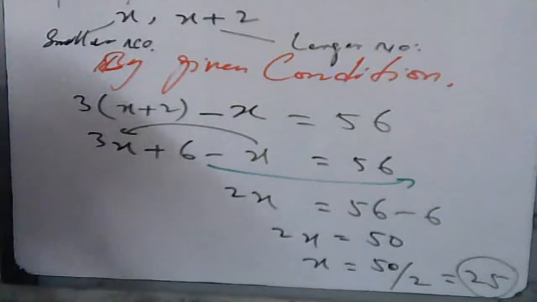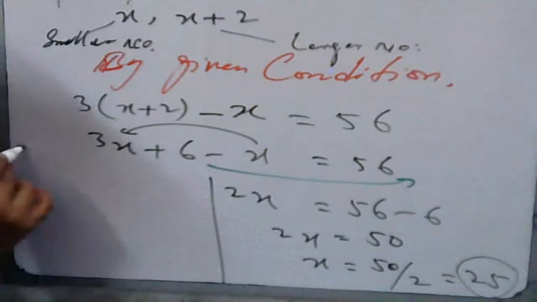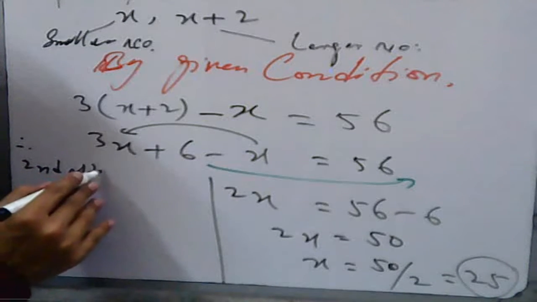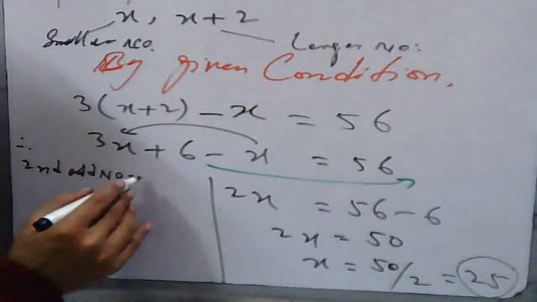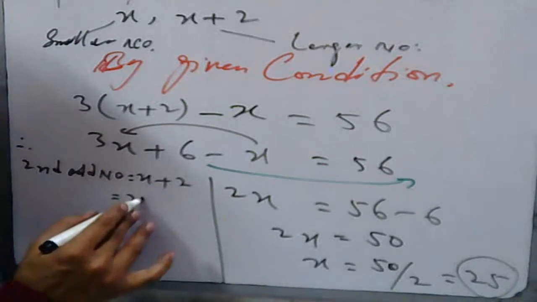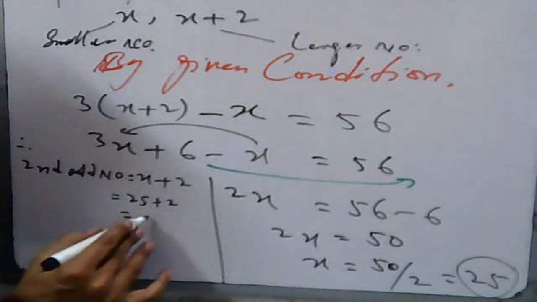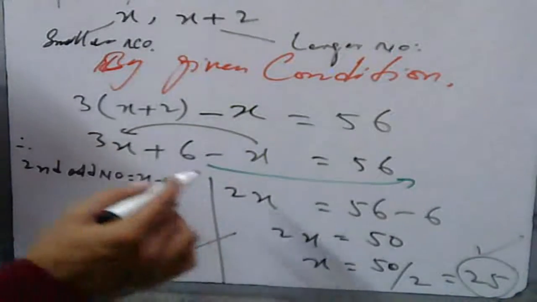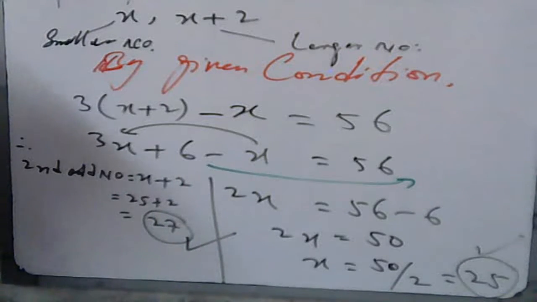Now the second odd number will be equal to x plus 2. Putting the values, x is 25 plus 2, you will get 27. So 27 is your required result. We have to find the two numbers: one number is 25 and the other number is 27. So that is your required result.